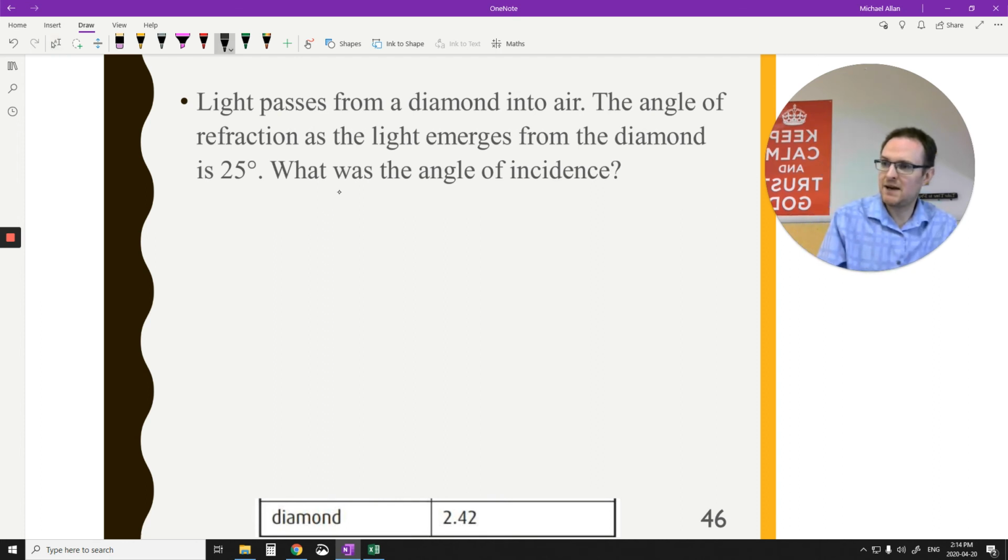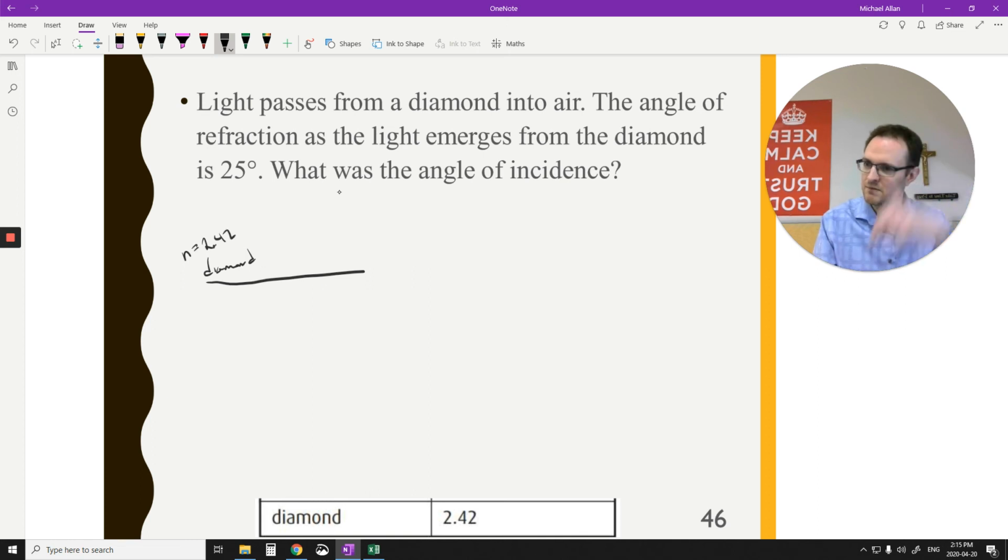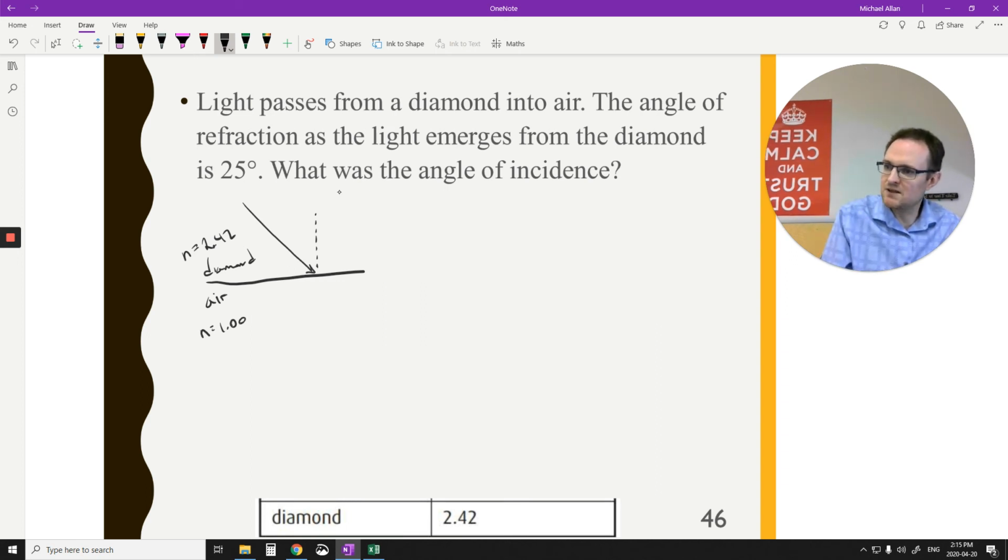Okay, so here light passes from diamond into air. So it doesn't matter how you're going to draw this. Maybe I can draw the diamond up here. So diamond, and this n value for diamond is 2.42. That tells you in the bottom there. So it's going from diamond to air. This is air here. Its n value is 1.00. The angle of refraction as the light emerges from the diamond is 25 degrees.